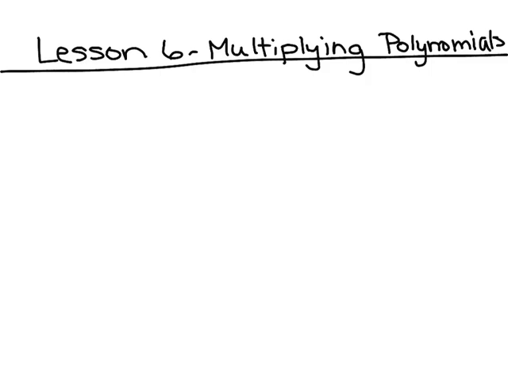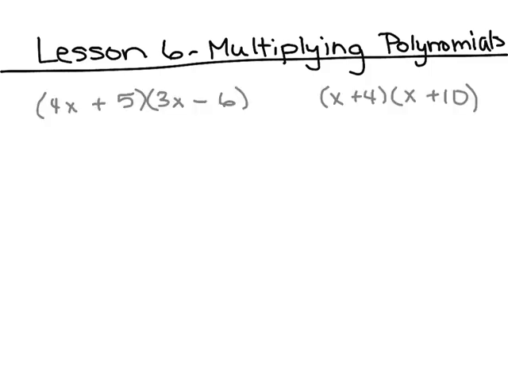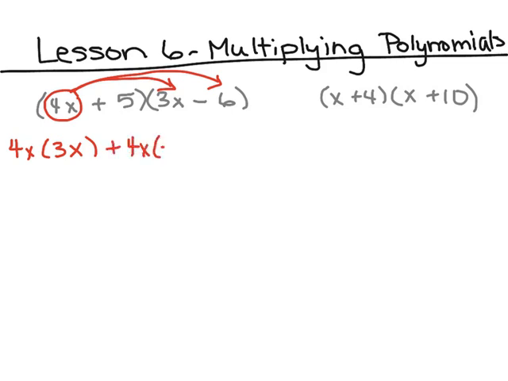Lesson 6, multiplying polynomials. When you multiply polynomials, your first step is to distribute. You're going to take the first term in your first binomial, because we have two terms, and distribute it to each term in the second binomial. So 4x times 3x, plus 4x times negative 6. Then you take your second term and distribute it into the second polynomial.